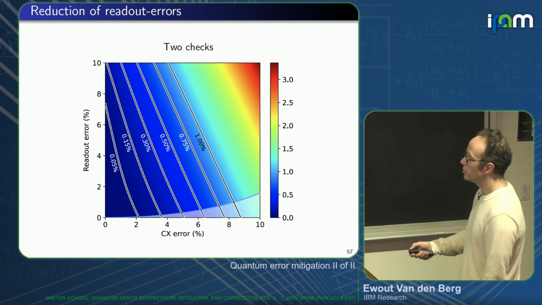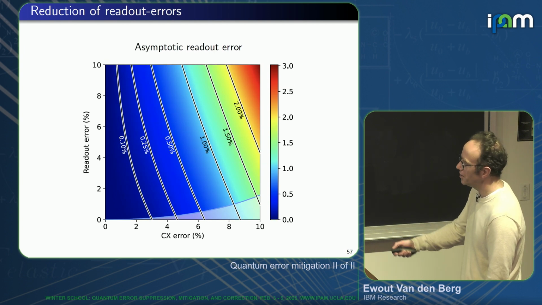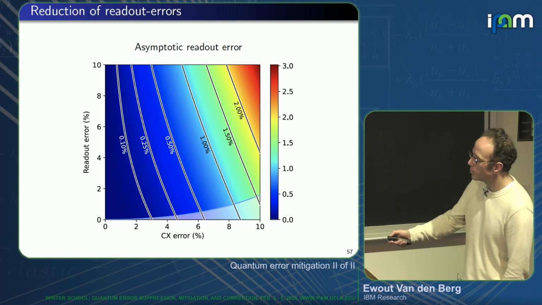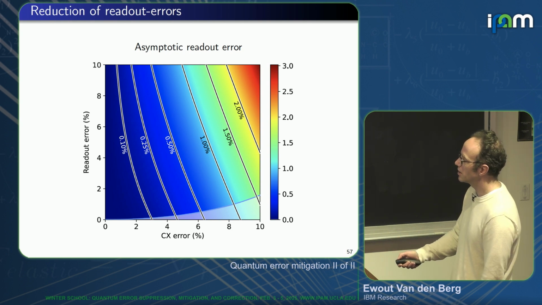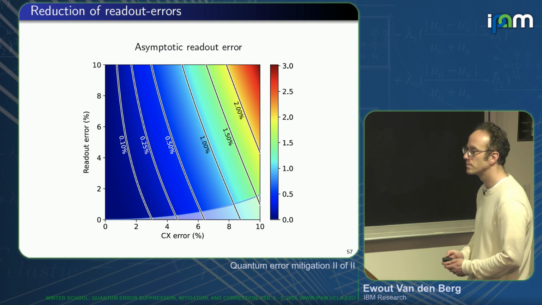And this improves with 2 checks, and again, you can do more checks, and asymptotically, you would get these curves for the readout error. So the per qubit readout error can actually be quite large. As long as the C-naught error is not too big, you can still get good readout in this model.